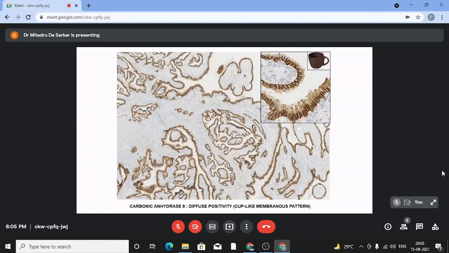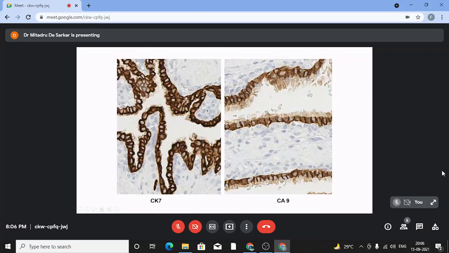But the interesting thing happens when you do carbonic anhydrase 9. You see that there's this particular pattern which is pretty characteristic. That is, it stains the basal as well as the lateral aspect of the cell. But if you look at the top, it appears that the top does not stain that distinctly. For example, in the right hand side picture, you will see that there is a dark accentuation of the staining at the base and at the lateral aspect, but the top appears to be free, just like a cup.